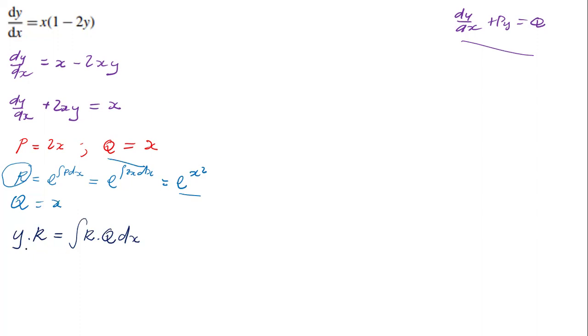Now, after having this, we substitute. So we have y as our y, and then our integrating factor is going to be e to the power of x squared, which will be equal to our integrating factor once more, e to the power of x squared, multiplied by Q. Q in this case is going to be x, right? dx.